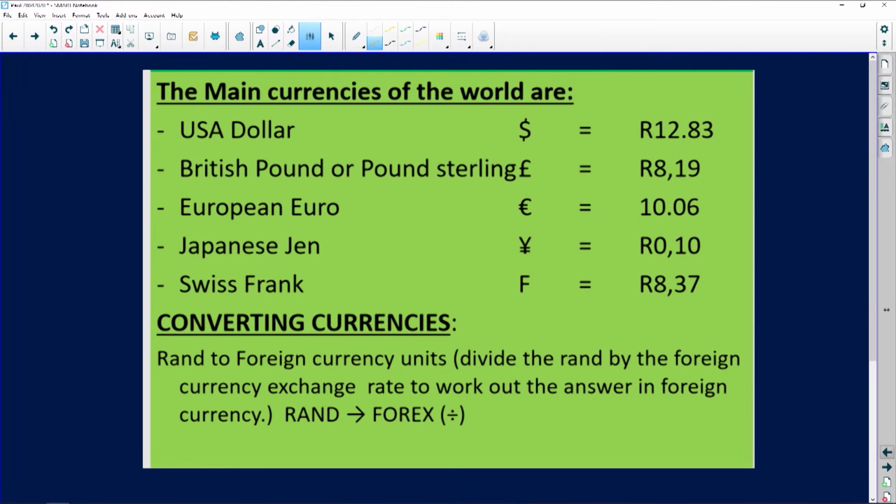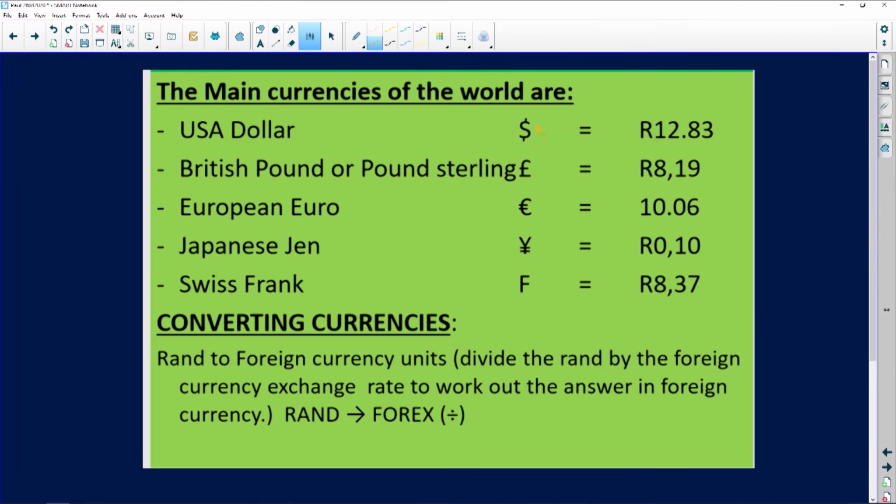All right, let's quickly have a look at our main currencies that you might deal with in exam papers. Of course, every country has a currency code, a name for their currency, but the ones that are listed here are basically the ones that you will see most commonly in your exam papers and that you will have to use in calculations.